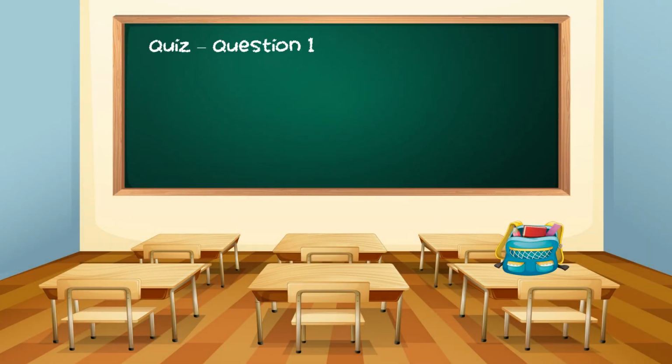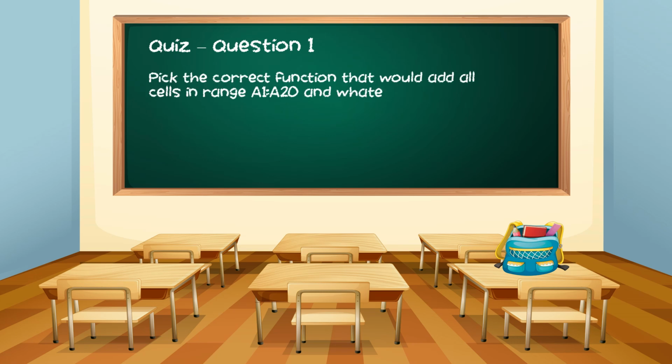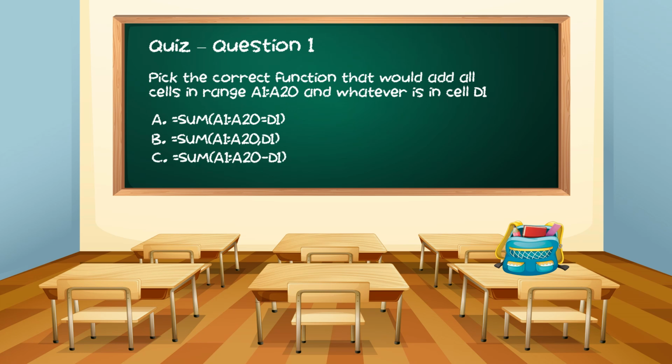Okay, let's do a quick 3-question quiz. Question 1. Pick the correct function that would add all cells in range A1 through A20 and whatever's in cell D1. A: equals sum A1 through A20 equals D1, B: equals sum A1 through A20 comma D1, or C: equals sum A1 through A20 minus D1. Well, A is not going to work because there's an equal sign at the D1, and that's not the proper delimiting character.